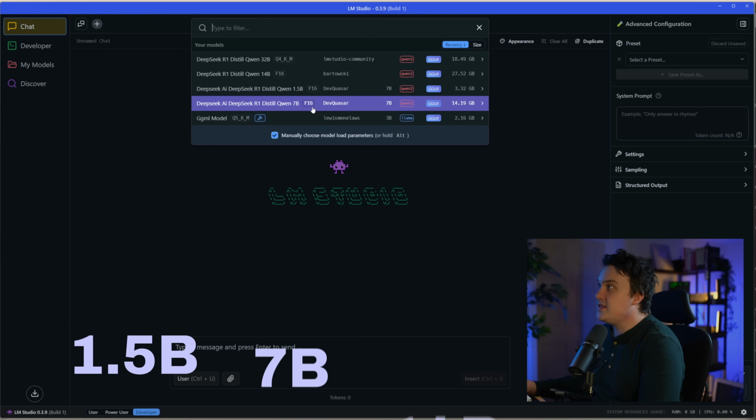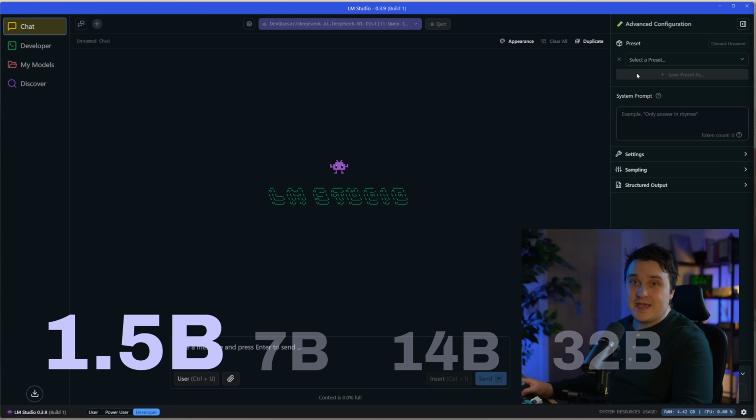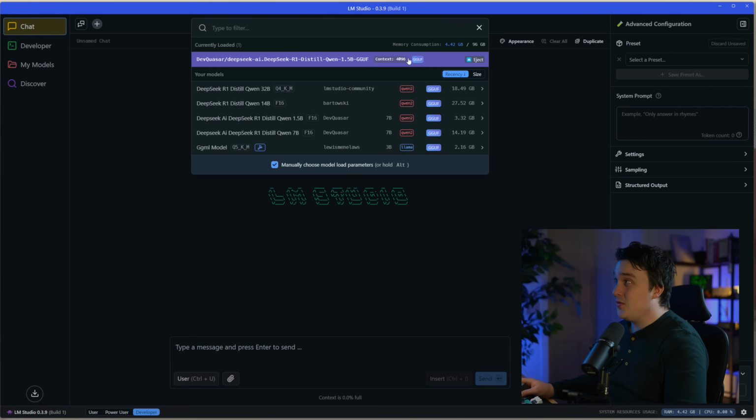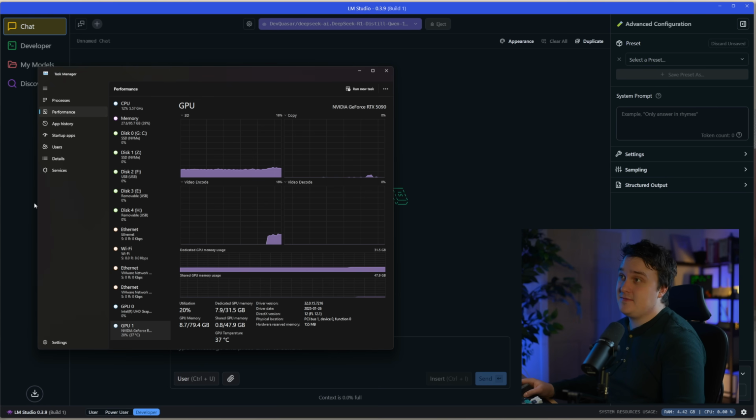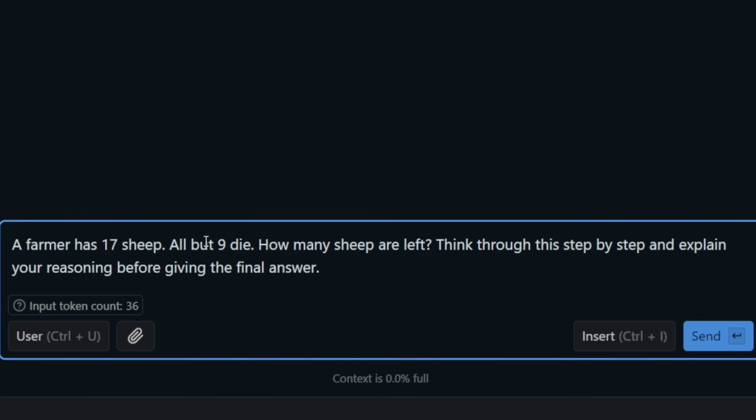So first, we're gonna do the 1.5B model. Okay, so we finally got the model loaded. It took a while, but you can see it's taking about 4.42 gigabytes of memory. A farmer has 17 sheep, all but 9 die. How many sheep are left? Just to let you know, the answer is 9, okay?